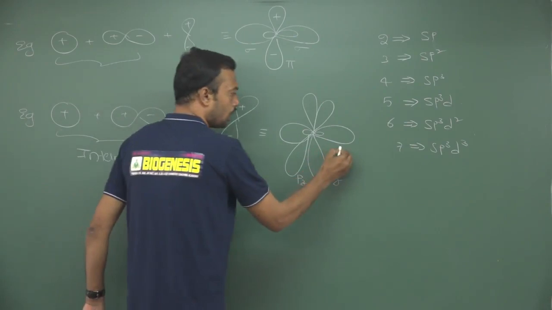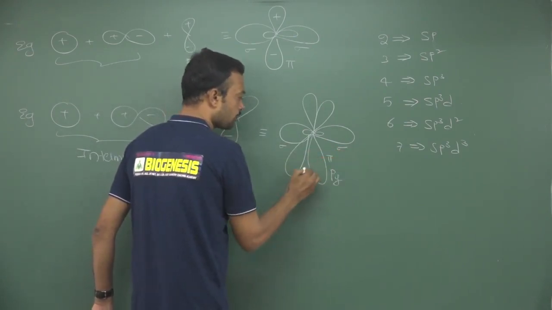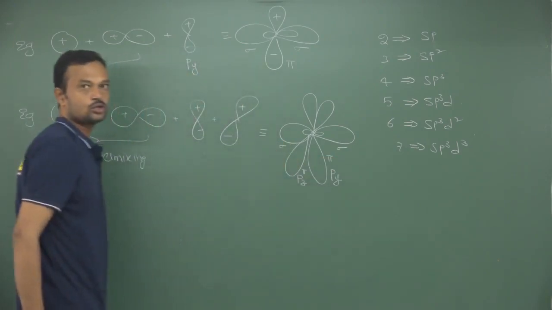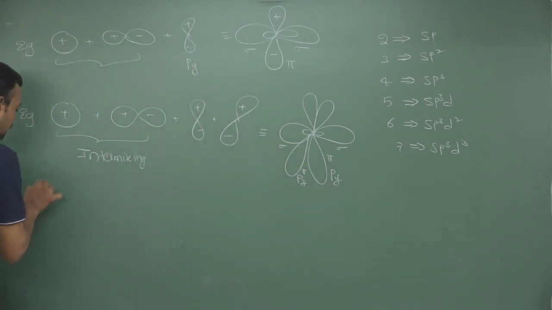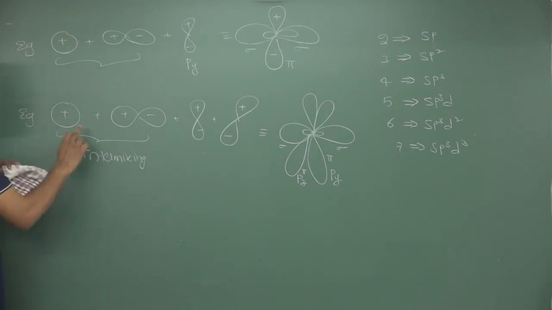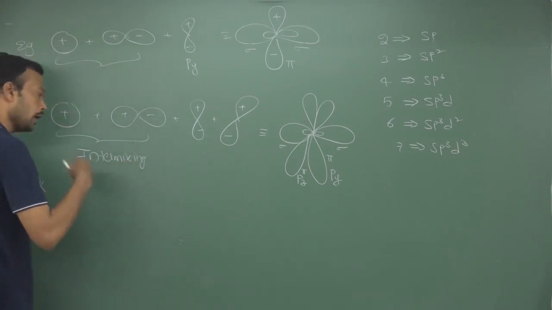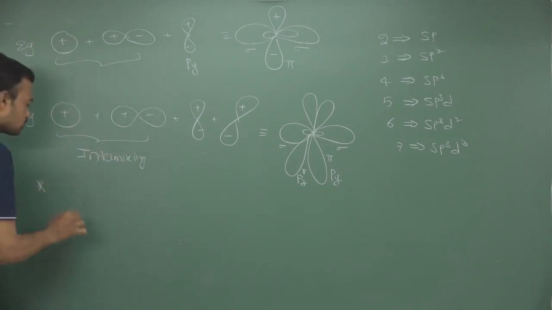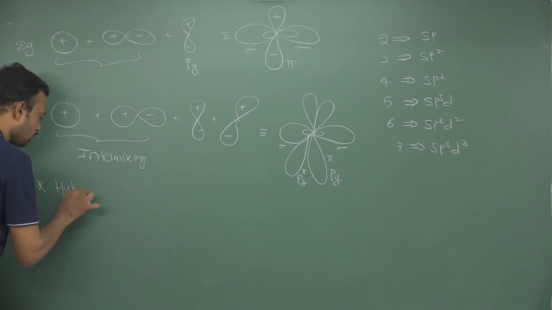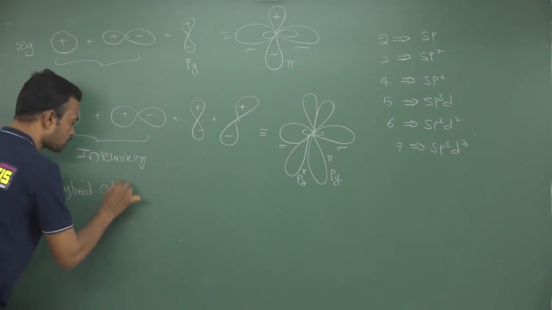So these hybrid orbitals are responsible for sigma, here also sigma, this is responsible for pi and here also responsible for pi. So finally we can say that atomic orbitals which are combined together, they intermix together, and that is responsible to give hybrid orbitals.